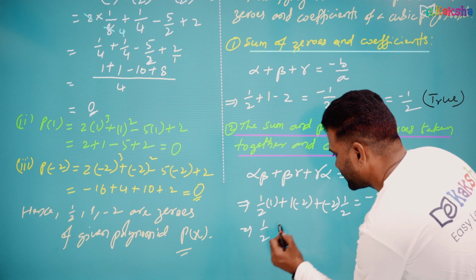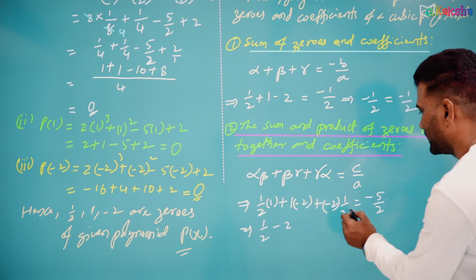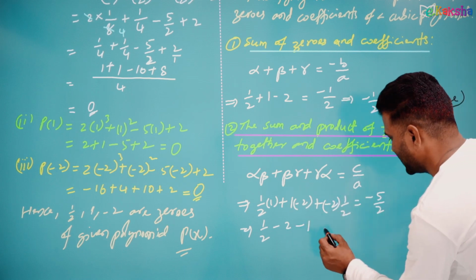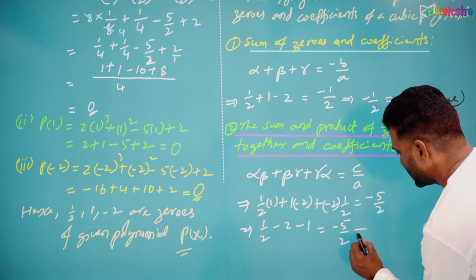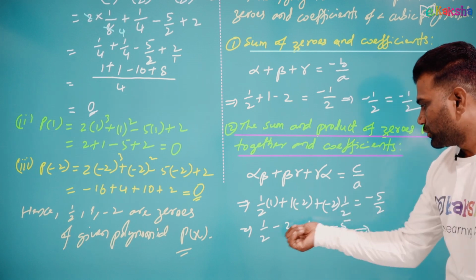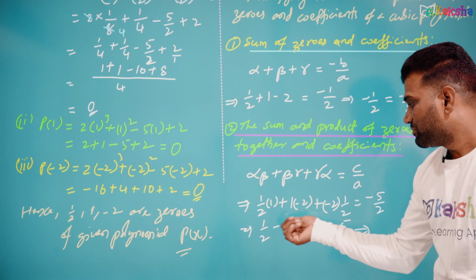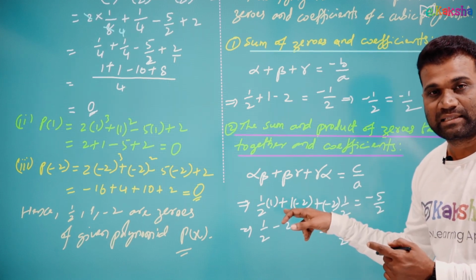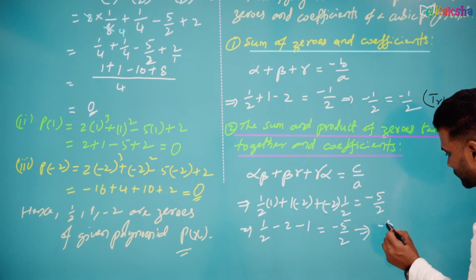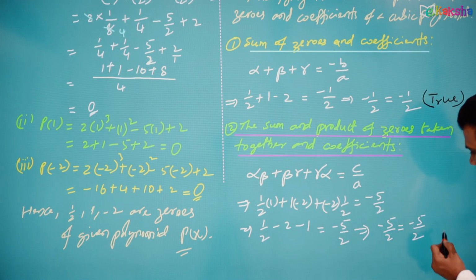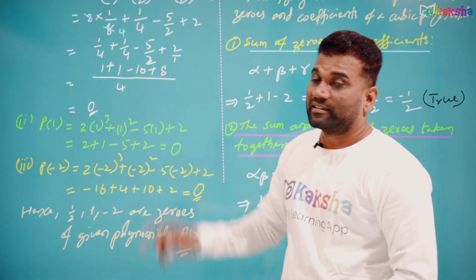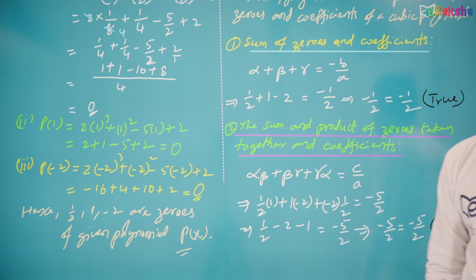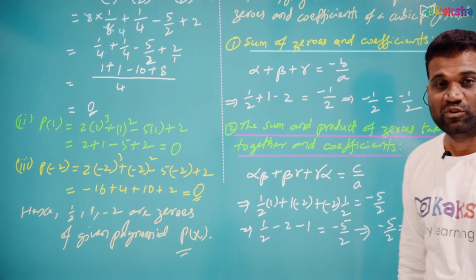1 into half is half. 1 into negative 2 is negative 2. Here 2 divides negative 2 one time, so 1 into negative 1 is negative 1, equal to negative 5 upon 2. On summing up these, negative 2 and negative 1 together make negative 3. Half minus 3: 2 times negative 3 is negative 6, and 1 minus 6 is negative 5 upon 2. So negative 5 upon 2 is equal to negative 5 upon 2. Again this is also true. The left hand side value is equal to the right hand side value, so this relation is also verified.